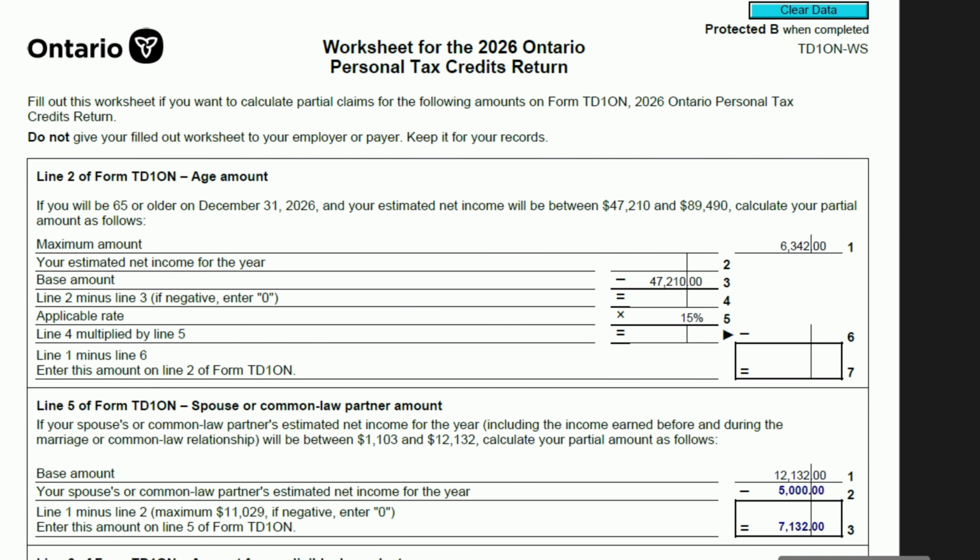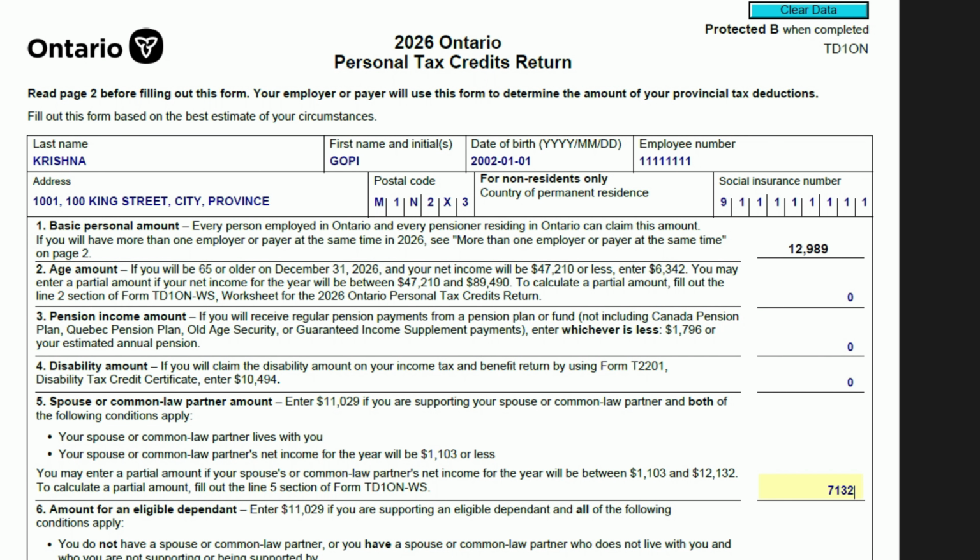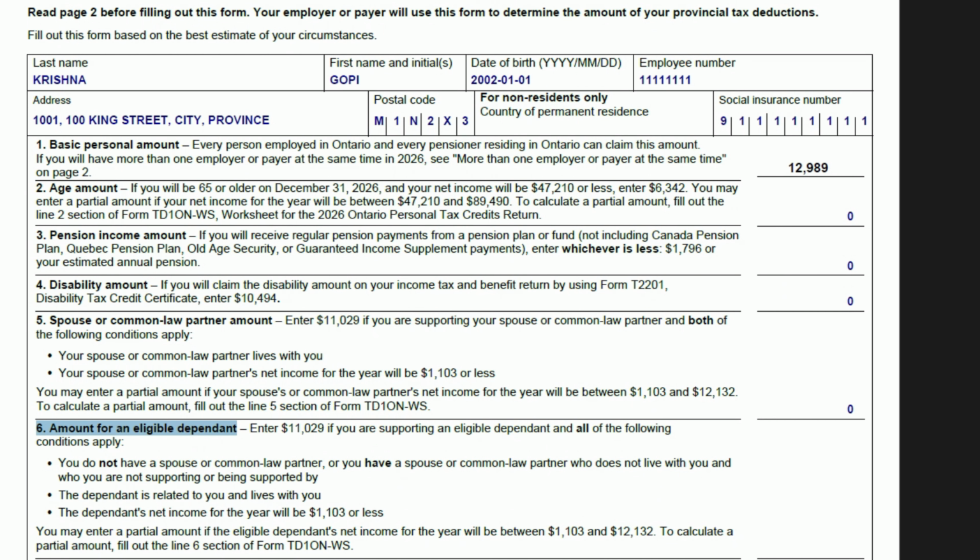So this 7,132 is what will go in line 5 here like this, and if not, enter 0. Next is line 6, amount for eligible dependent. Again, if you have an eligible dependent, you will enter this 11,029 like this, provided they meet all the eligibility criteria set here.